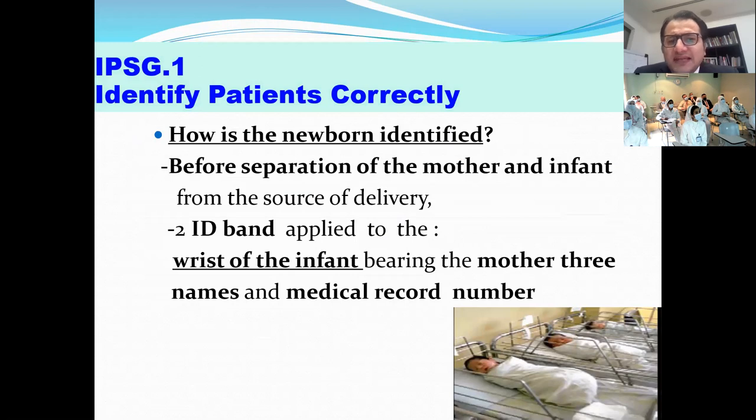Even neonates still need to be identified, especially pediatric and infant patients. We will use the same way, but again, you might not face these scenarios. You might not have infants or babies, but just for your information, for the baby the ID band or bracelet will be applied not in just one location. We could apply it in four locations or three locations, and it will carry the mother's first name and the medical record number if he is a newborn.